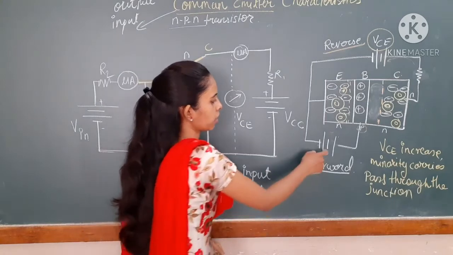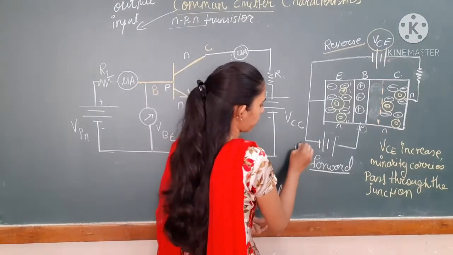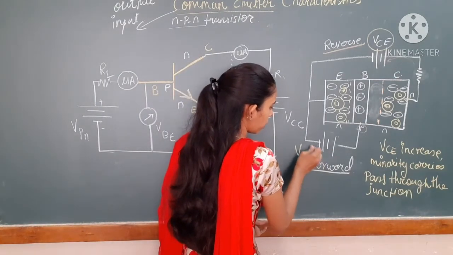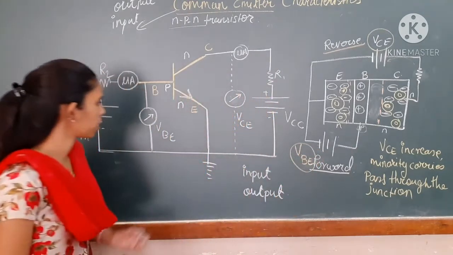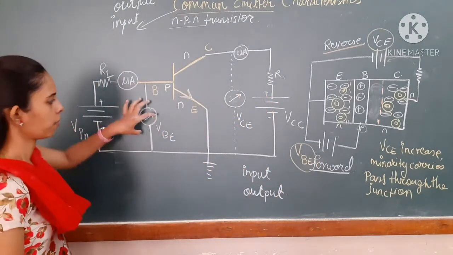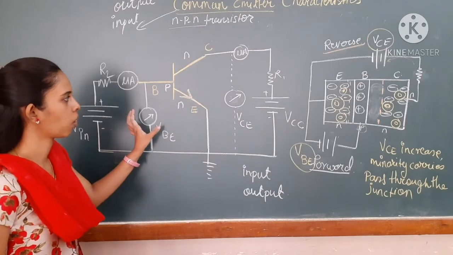Now if this is going to increase, then what will happen? Now you are increasing the VBE, that means this. If you increase the VBE, then what will happen?